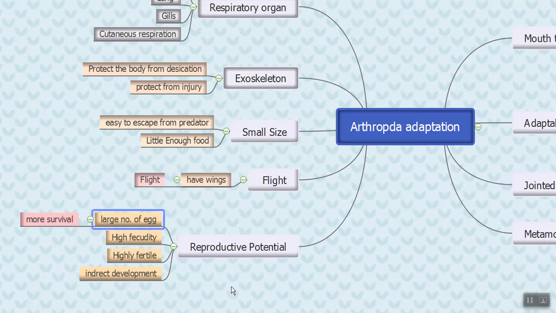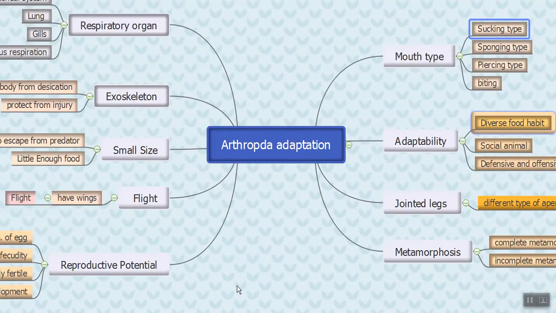All right. Then coming to the next one, the mouth. These animals have different types of mouthparts, morphologically adapted. So they have sucking type, sponging type, piercing type, and biting type mouths. Different groups of animals have different types of mouth. As a result, they feed on different types of food. There is no competition amongst this group. Therefore, there is more chance of survivability.